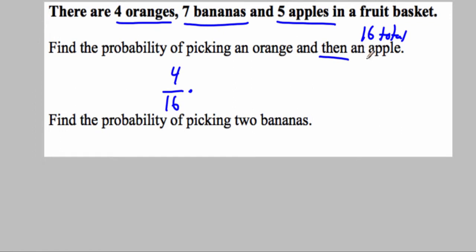But now I want to pick an apple. Well, there's 5 apples, but there's not 16 pieces in there anymore. Now there's only 15 because I took one of them. So because there's fewer pieces in there now, there's fewer things for me to choose from. And that's where this dependent event comes in. I took one of the pieces, so there's no longer 16, so now I'm picking out of 15. So now I go ahead and multiply.